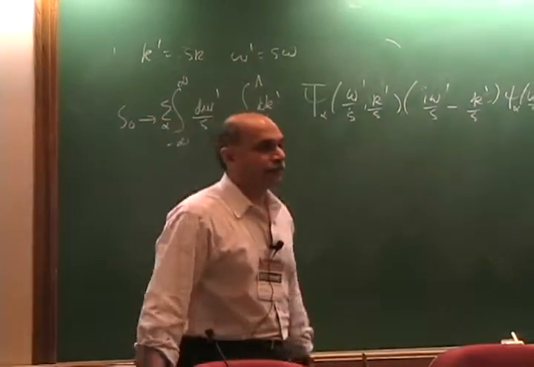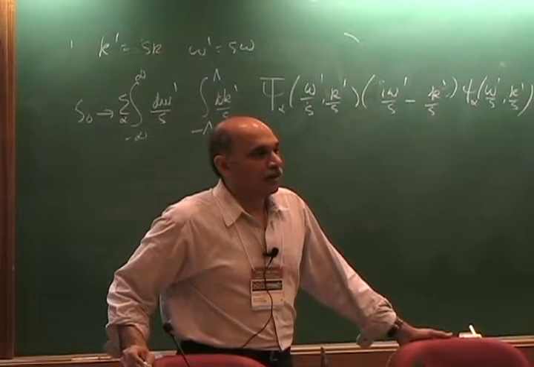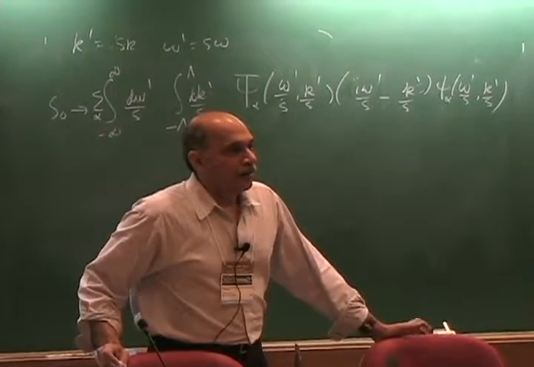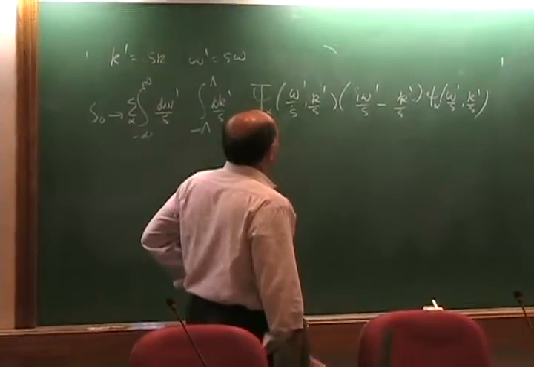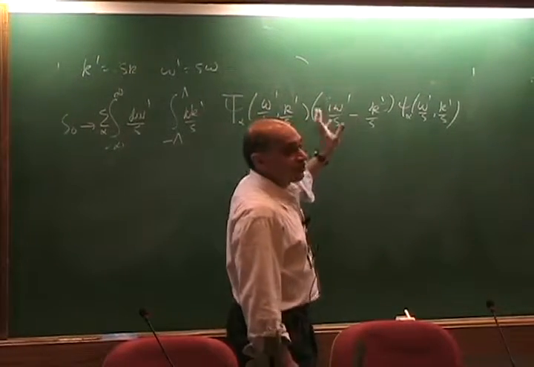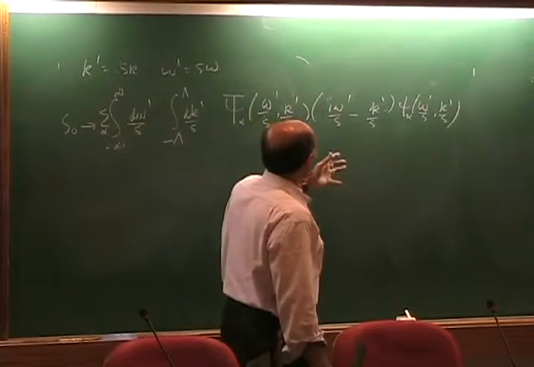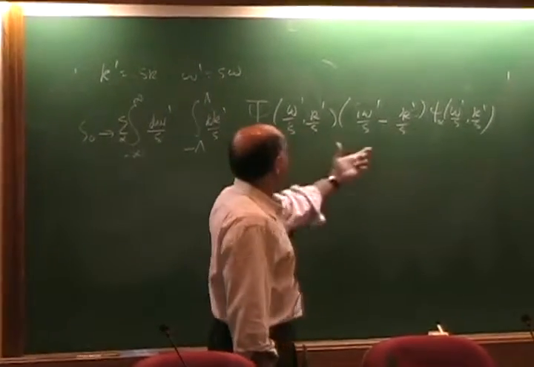Yes? The fact that the frequency scales the same way as momentum is because of the linear dispersion relation. Otherwise, you would have to use a different dynamic exponent. That's correct. It starts out this way. If this had been omega squared or something. See, what I'm trying to do in the end is to pull out the same power of s from both these terms.